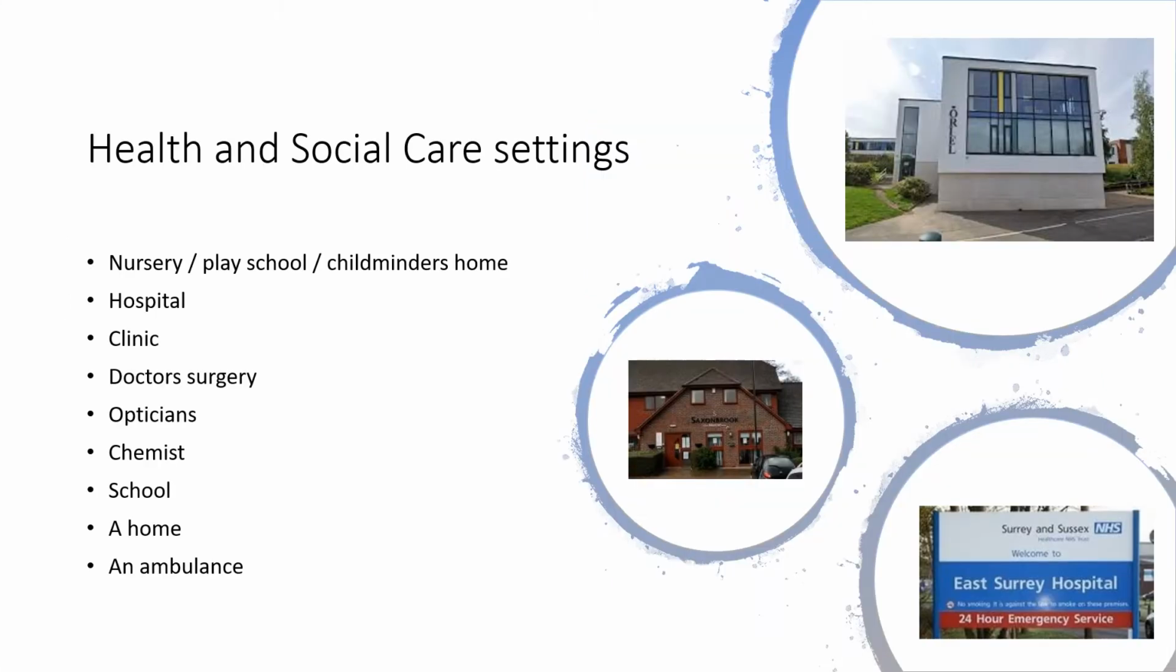First of all, we're going to have a look at some of the health and social care settings. Here are some of the local health and social care settings to us. For example, the local doctor's surgery, our school, and East Surrey Hospital. Examples of health and social care settings are nursery, play school, childminder's own home, hospital, clinic, doctor's surgery, opticians, chemist, school, a home, and an ambulance.